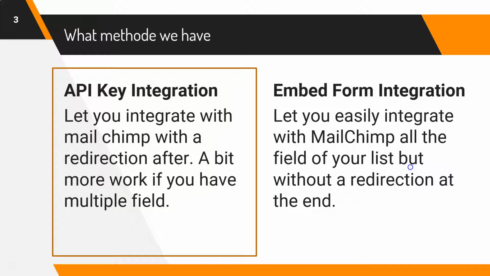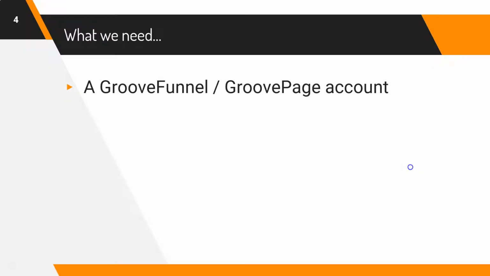On the other hand, we have the embedded form integration that we will see in another video that lets you easily integrate MailChimp with all the fields of your list, but without any redirection at the end. So depending on the scenario that you have, you will probably prefer one or the other. So today we will see the API key version.